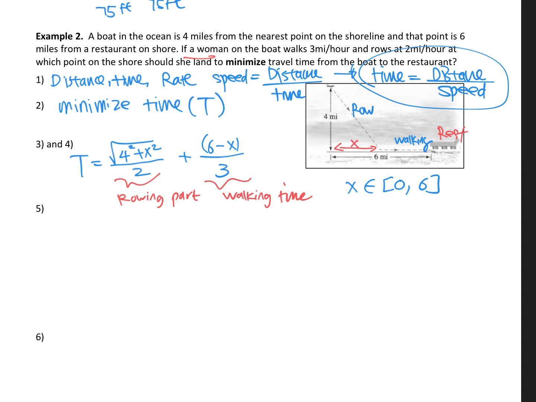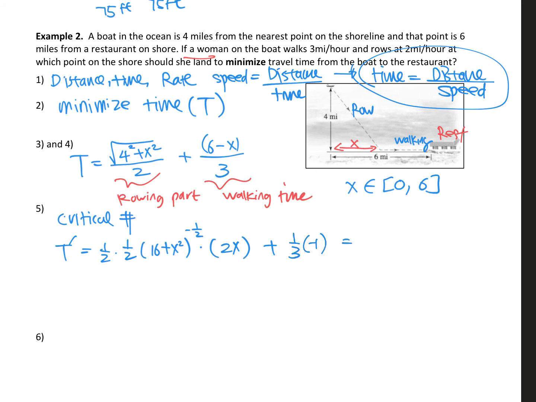Next step is to find the critical number and then check the endpoints. So to find the critical number, basically I need t prime. So t prime is, this is 1/2 power, and there's 2 on the bottom, so it's going to be 1/2 from this 2, and then 1/2 from the radical 16 plus x squared to the negative 1/2 power times, using the chain rule, I need the derivative of this guy. That's going to be just 2x, and then plus the derivative of the second term, again 3 is on the bottom. Take the derivative of 6 minus x, that's just -1.